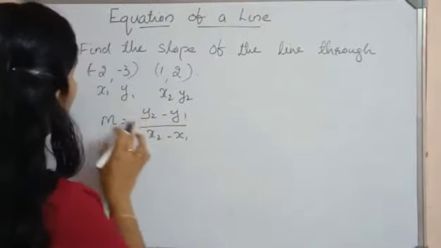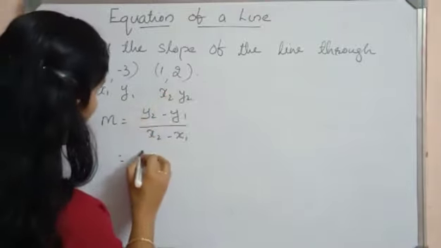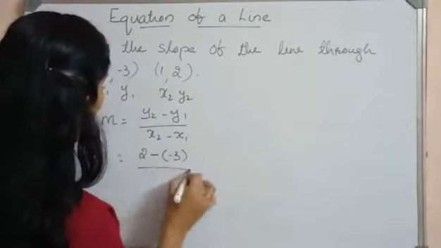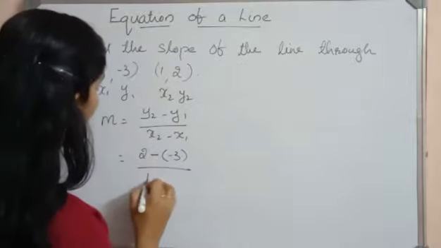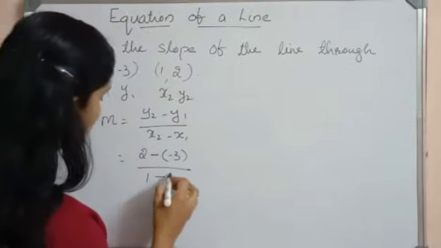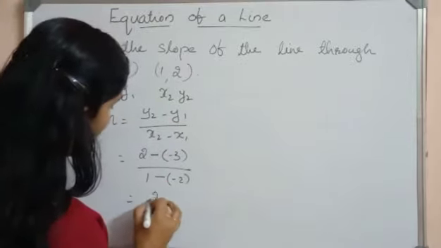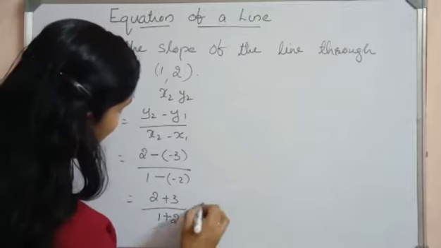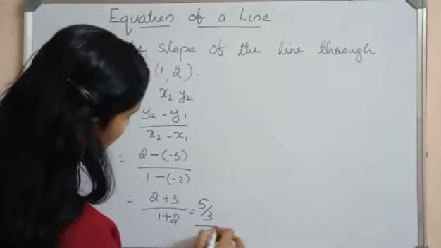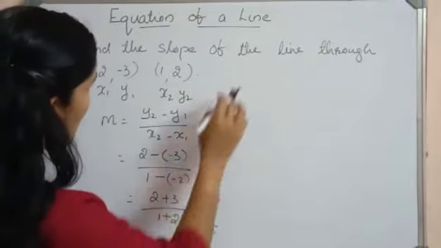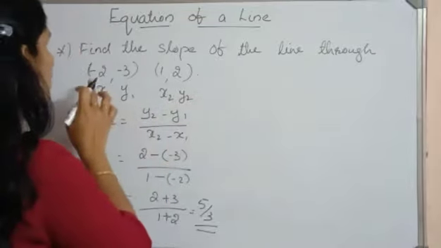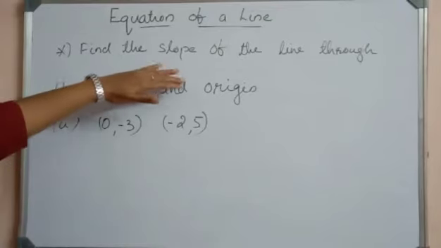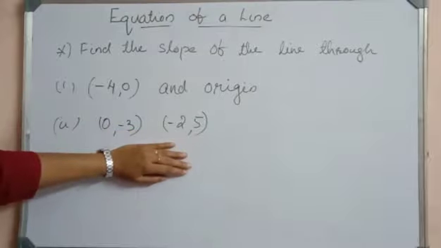Substitute the values. Here y2 is 2, 2 minus y1, that is -3, divided by x2 is 1 minus x1, that is -2. So that's equal to 2 plus 3 divided by 1 plus 2, and that is the same as 5 by 3. And this is the slope of the line which is passing through the points -2, 3 and 1, 2. Now these questions are for you. You can solve them and let me know the answer.